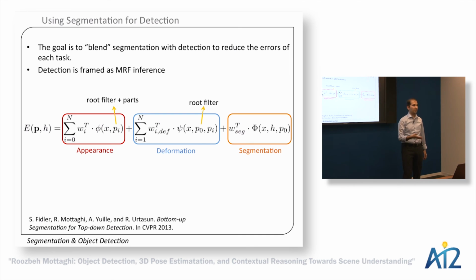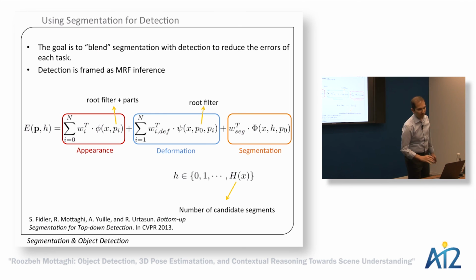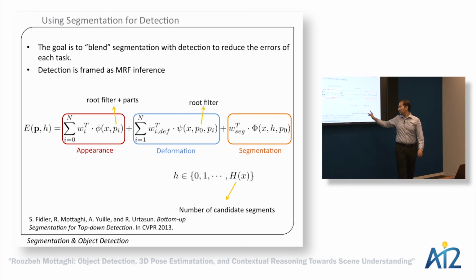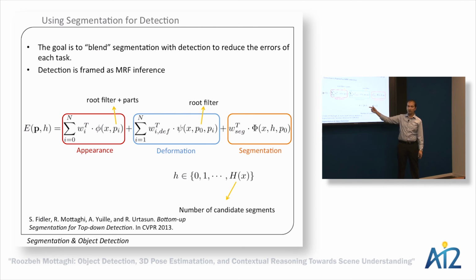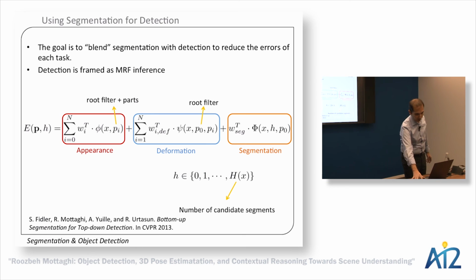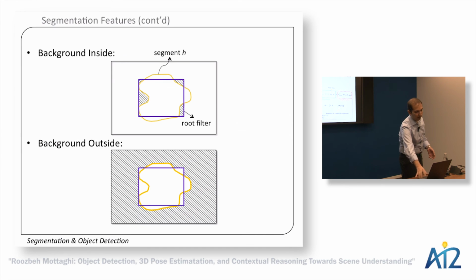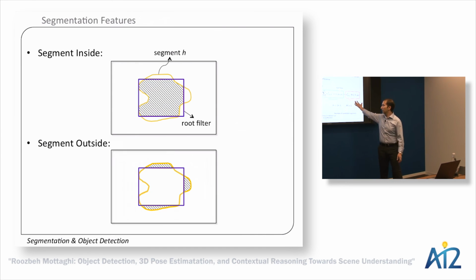We want to incorporate segmentation into this framework, and H here is a latent variable that basically specifies the segment. The segment can be any segment in the image. If H is equal to 0, it means that no segment is selected for that particular object. In the next couple of slides, I will talk about how we compute this term here.